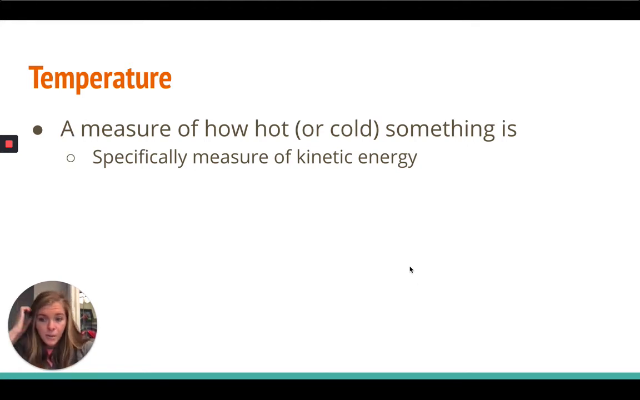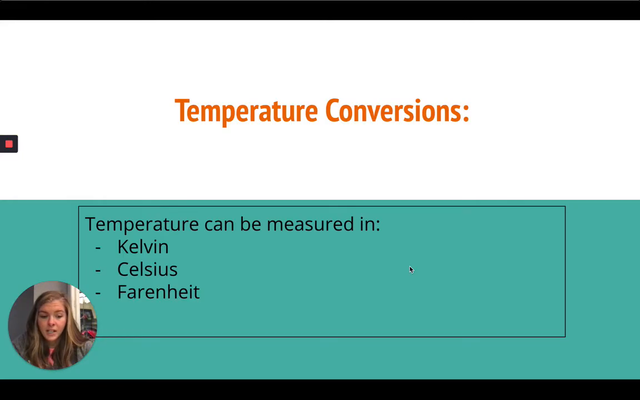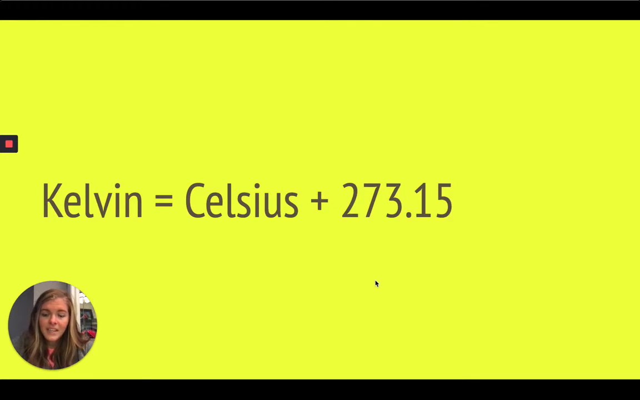Different ways to measure temperature in chemistry are using Kelvin, Celsius, and Fahrenheit. I know you've probably heard of Celsius and Fahrenheit, but Kelvin is going to be new to you, and we are going to use that quite a bit this year in chemistry. Some conversions you will need to know: Kelvin equals Celsius plus 273.15. So a pretty specific number. Celsius plus 273.15 equals Kelvin.